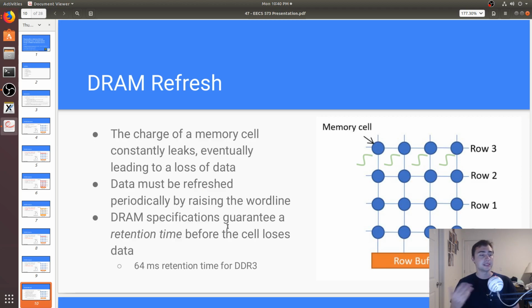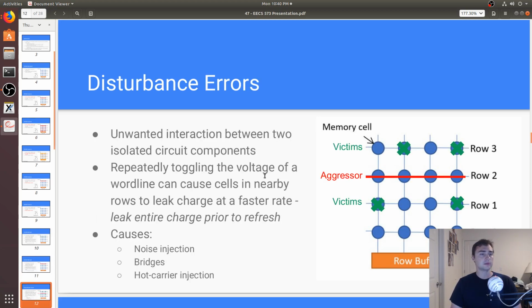DRAM specifications guarantee a retention time before a cell loses its data. But what's the problem here? What happens if we don't refresh, and then there's some problem? We already said that the DRAM manufacturers guarantee how long these things will go before they lose enough to cause some kind of data loss. But it turns out that we can cause disturbance errors by accessing these rows, these word lines. Once we start accessing these word lines over and over and over, say the same one, this has an unintended side effect on the neighboring word lines, and this causes them to leak that charge faster than they normally would.